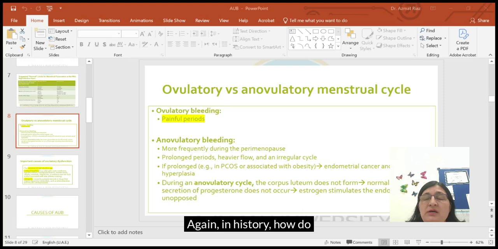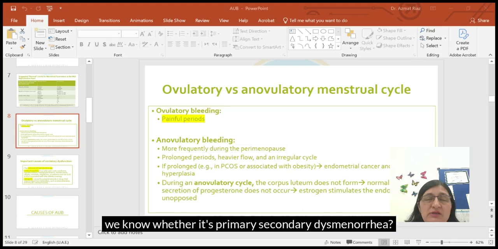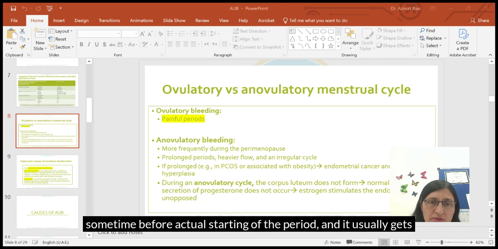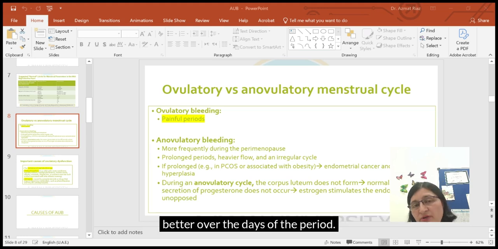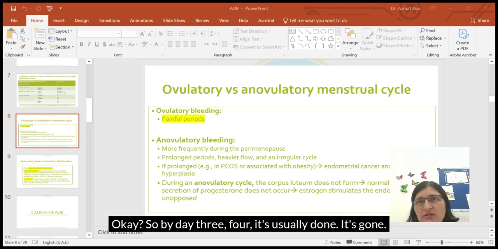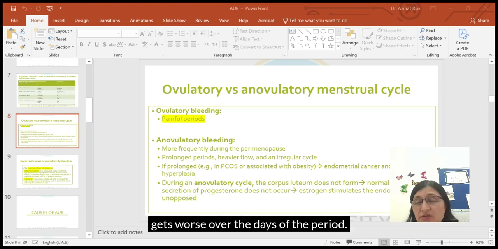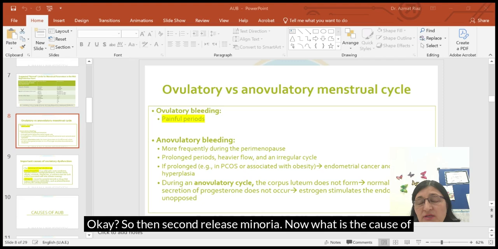Again, in history, how do we know whether it's primary or secondary dysmenorrhea? Primary dysmenorrhea usually starts sometime before the actual start of the period, and it usually gets better over the days of the period. By day 3 or 4, it's usually gone. In secondary dysmenorrhea, the pain starts after the period starts and gets worse over the days of the period. So that's secondary dysmenorrhea.